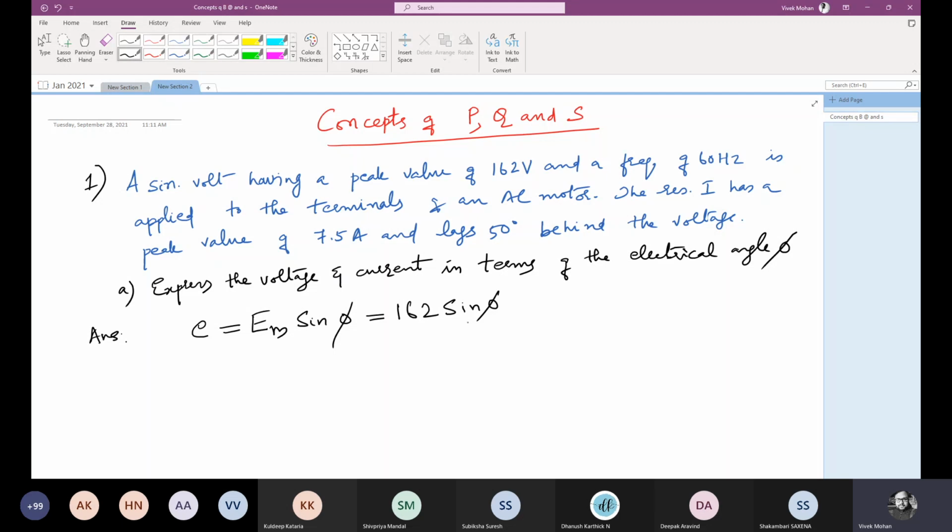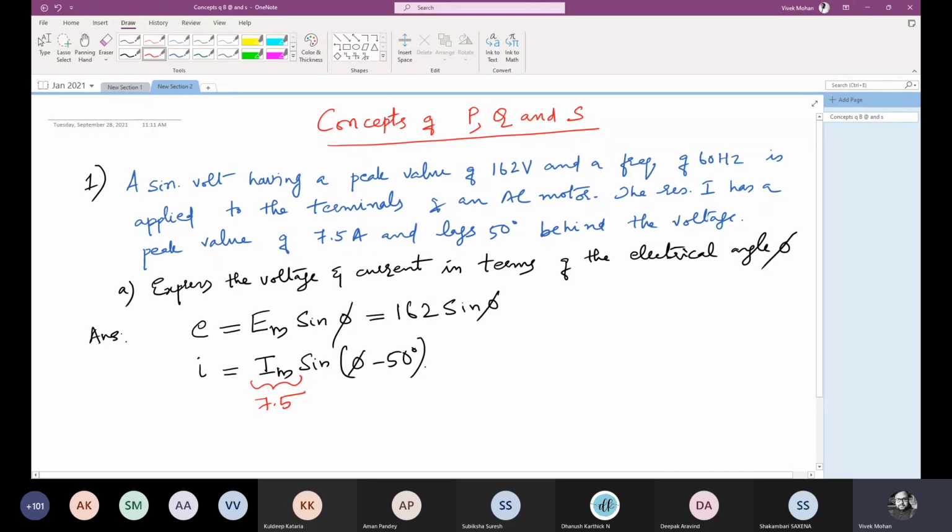Now I'm going to represent the current which lags behind this voltage by an angle of 50 degrees. So if I represent instantaneous current by small i, which is equal to some maximum current Im, how will I represent my sinusoidal function here? Sine of what? Phi minus 50 degrees. And what is my Im? 7.5 amperes.